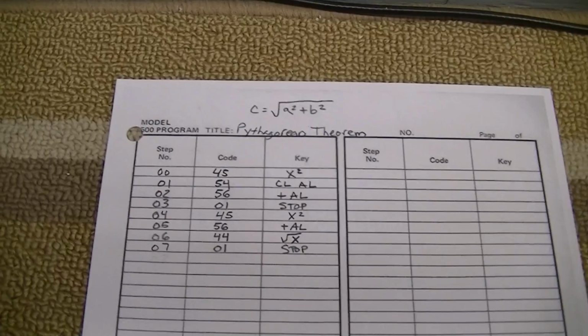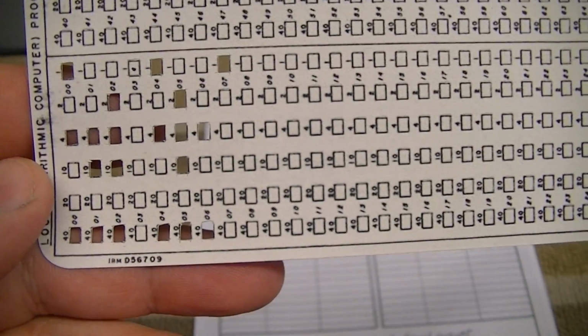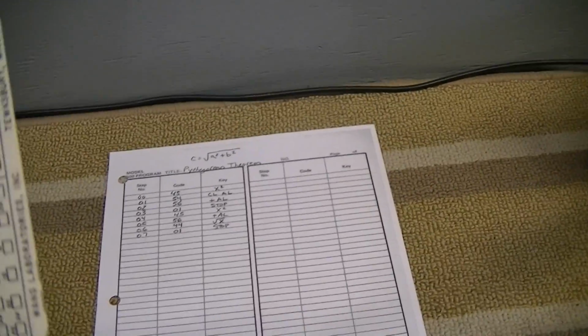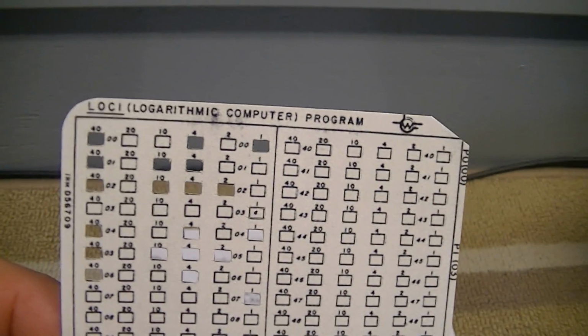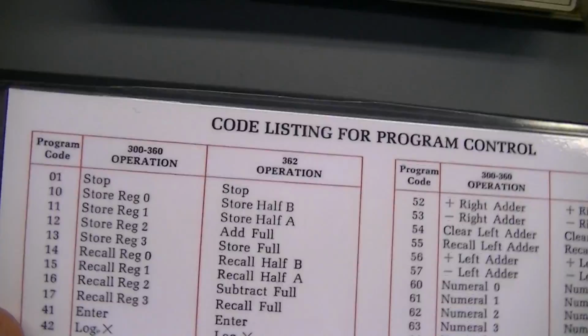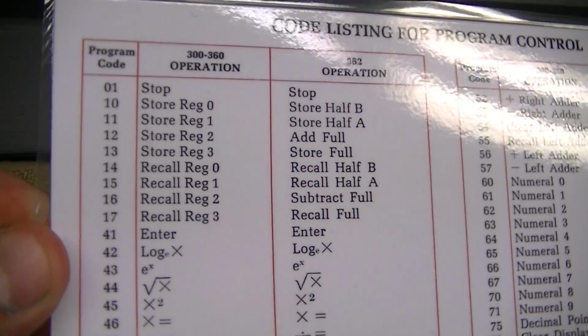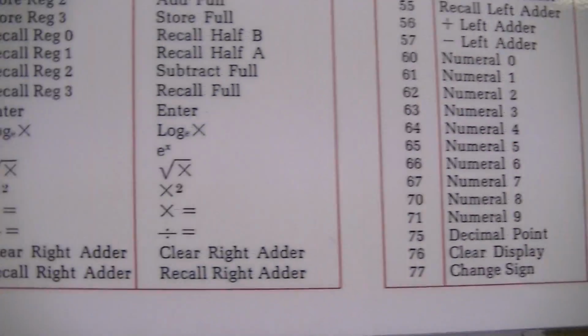This is a Pythagorean theorem program here. Each card can hold 80 lines of code. They start at the bottom left, and it goes 00 through 39, and then back up 40 through 79 on the end. And then the code is punched in, for each line, vertically, corresponding to each program code, which is either a function of the calculator or a numeral input.